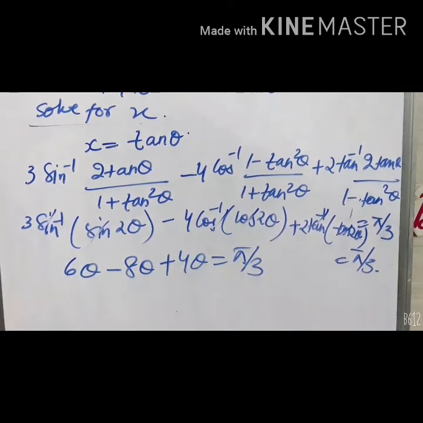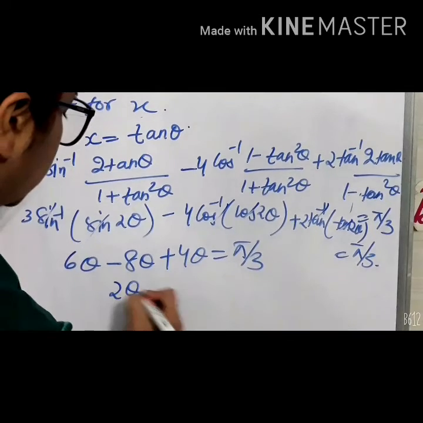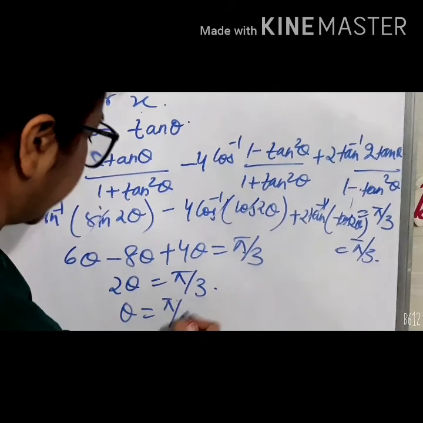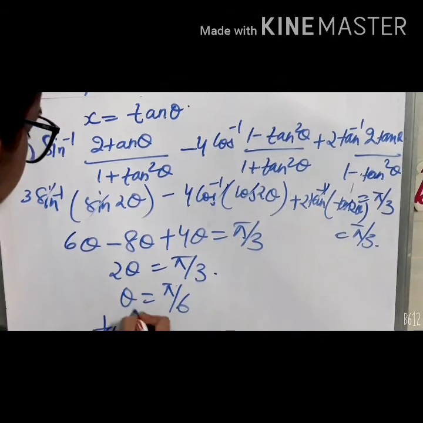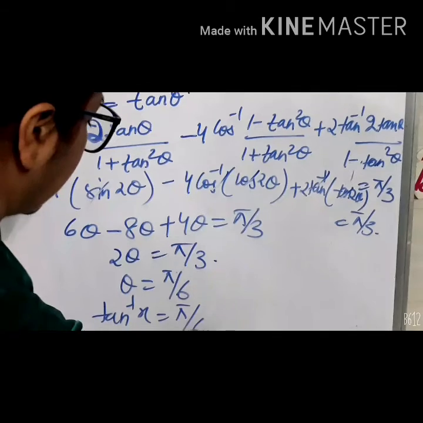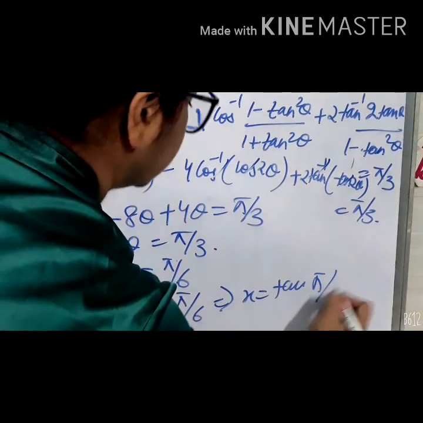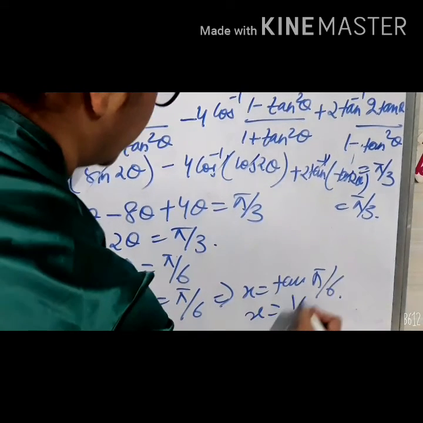6 minus 8 is minus 2. Minus 2 plus 4 is 2. 2 theta is equal to pi by 3. Theta is equal to pi by 6. What is your theta? Tan inverse x is equal to pi by 6. That means x is equal to tan pi by 6. What is tan pi by 6? It means tan 30 degrees. 30 degrees means 1 by root 3.